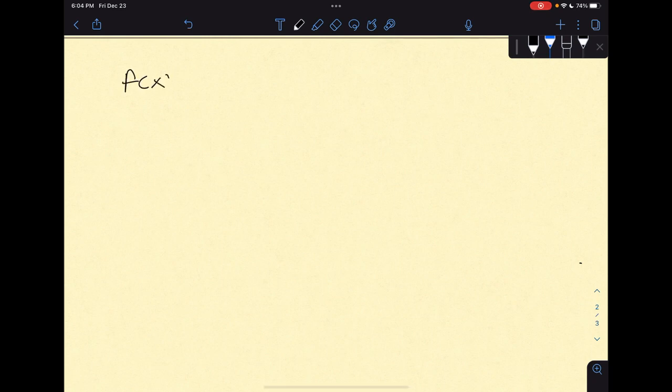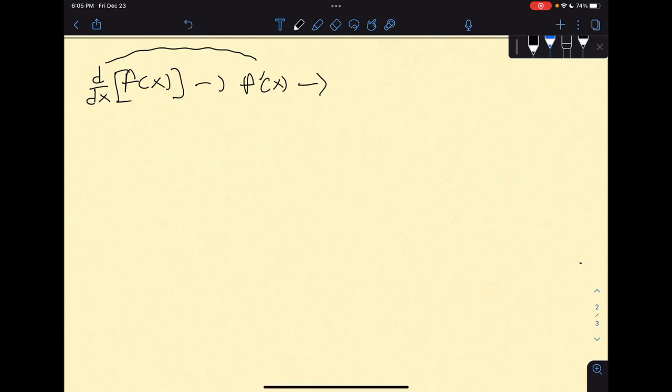So if we have f of x and we derive f of x, this d over dx, remember, it's just the derivative operator. It's just telling us that we're taking the derivative. It transforms into f prime of x. And that little prime symbol just denotes the first derivative. Now, what happens if we derive it again? Well, when we derive it again, we get the second derivative. We get f double prime of x. And if we derive it again, we get f triple prime of x.